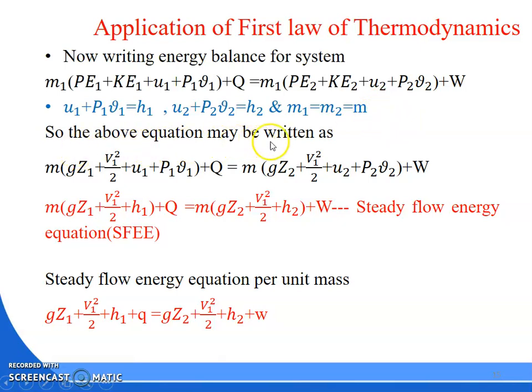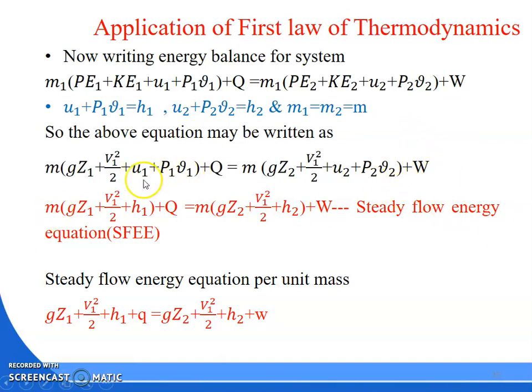So the above equation may be written as: in place of M1 I can write M. Potential energy gZ1, kinetic energy V1 square by 2, U1 plus P1 V1, plus Q is equal to, in place of M2, I can write M, gZ2 plus V2 square by 2 plus U2 plus P2 V2, plus work. Work done by the system is taken as positive because you get shaft work.